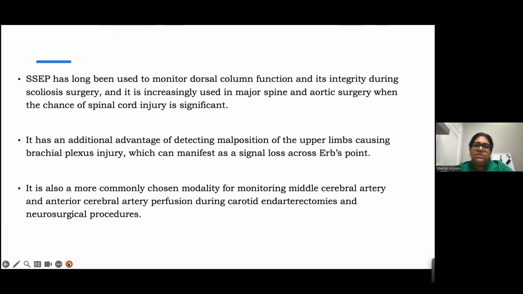SSEPs have long been used to monitor dorsal column function and its integrity during scoliosis surgery, and it is increasingly used in major spine and aortic surgery when the chance of spinal cord injury is significant. It has an additional advantage for detecting malposition of the upper limb causing brachial plexus injury, which can manifest as a loss of signal across Erb's point. It is also a more commonly chosen modality for monitoring MCA and ECA perfusion during carotid endarterectomies and neurosurgical procedures.